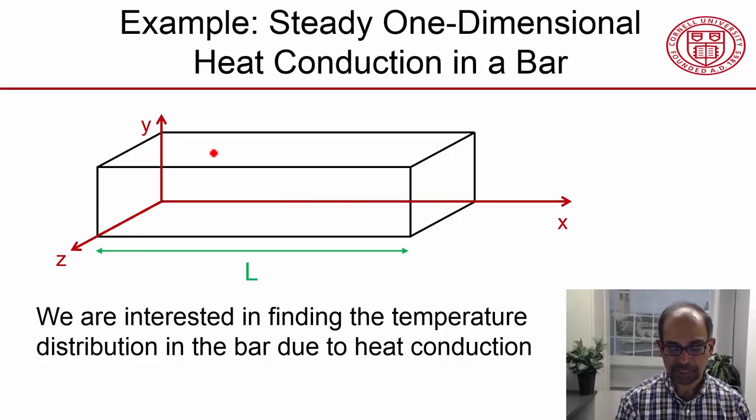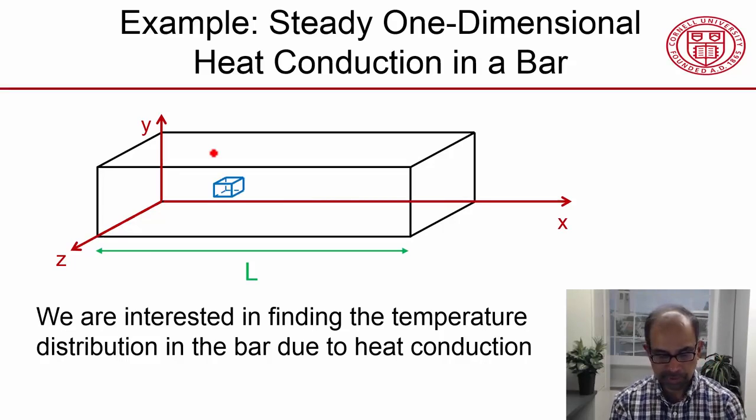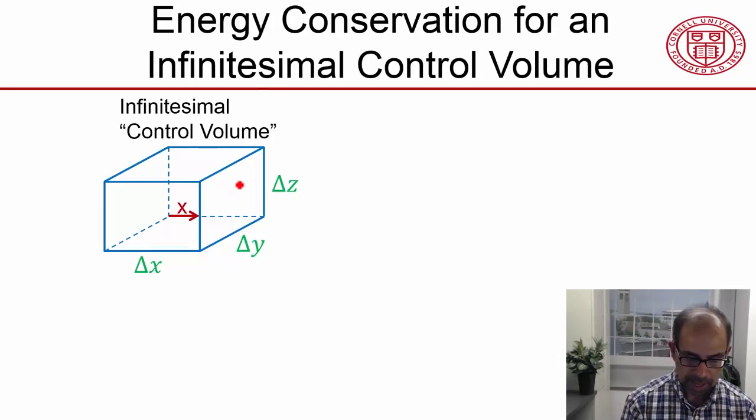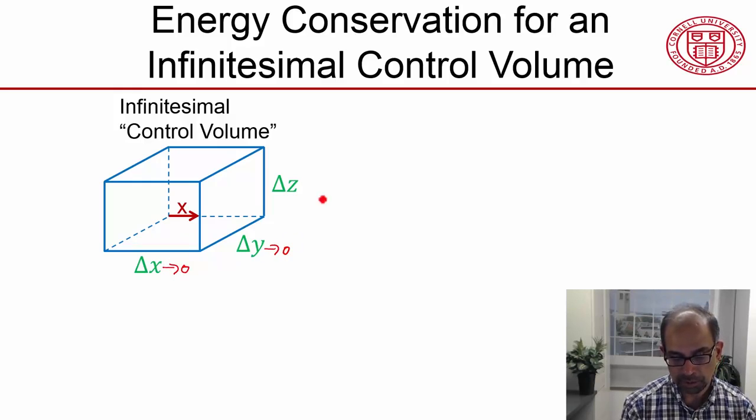Going back to my graphic of the example problem, this indicates a tiny volume within the element, a vanishingly small volume within the element, okay? It's called a control volume, and in my next slide, I consider this volume. Let's say the dimensions are delta x, delta y, delta z, this being the x direction, this would be y and this would be z. And I'll look in the limit as these tend to zero.